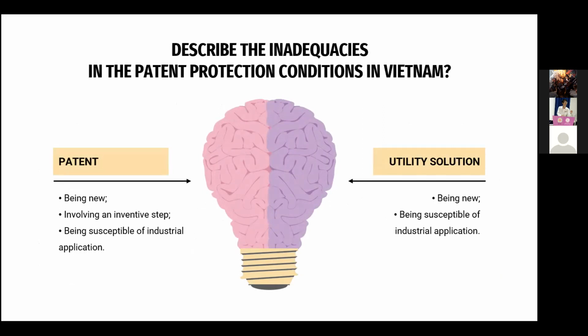According to Article 58 of the Intellectual Property Law 2005, the general conditions for protection for invention are: an invention shall be protected by mode of grant of invention patent when it satisfies the following conditions: being new, involving an inventive step, being susceptible of industrial application. Unless it is common knowledge, an invention shall be protected by mode of grant of utility solution patent when it satisfies the following conditions: being new, being susceptible of industrial application.